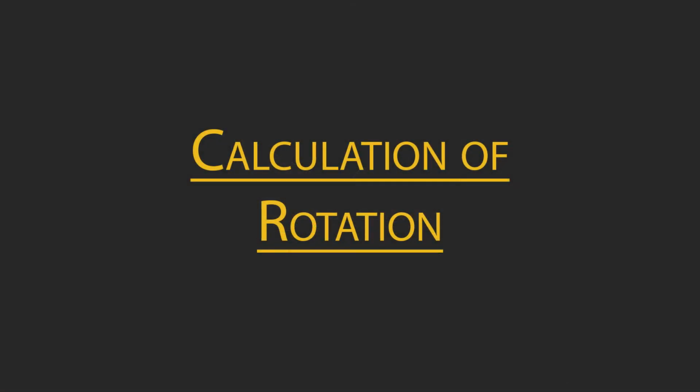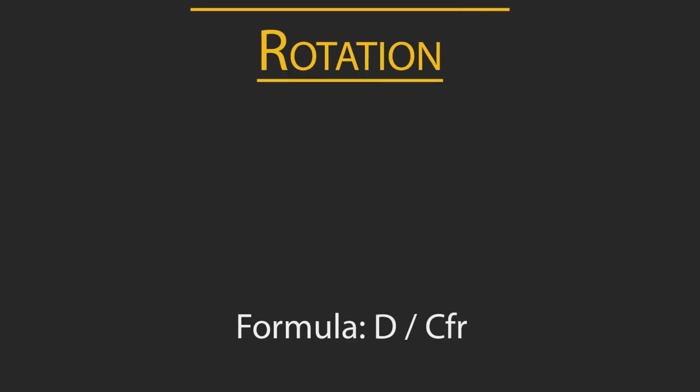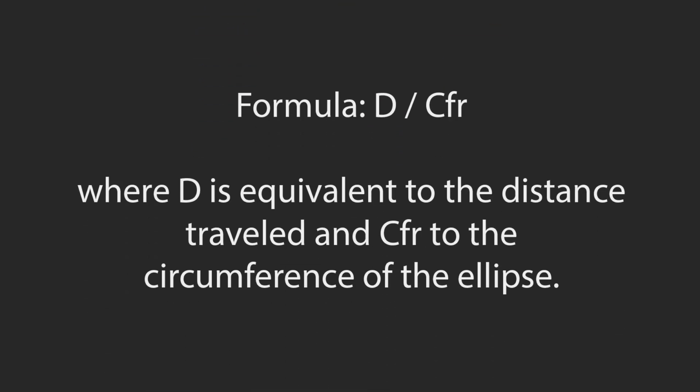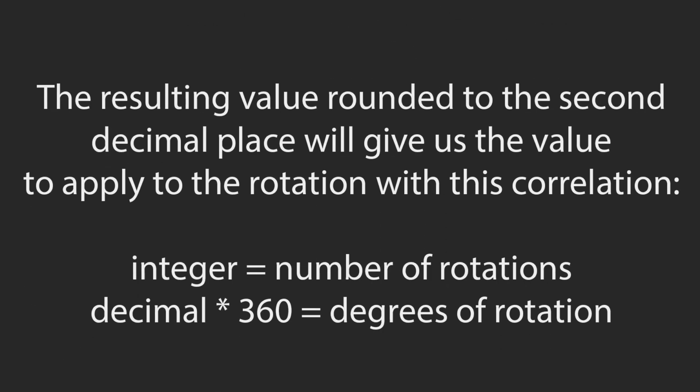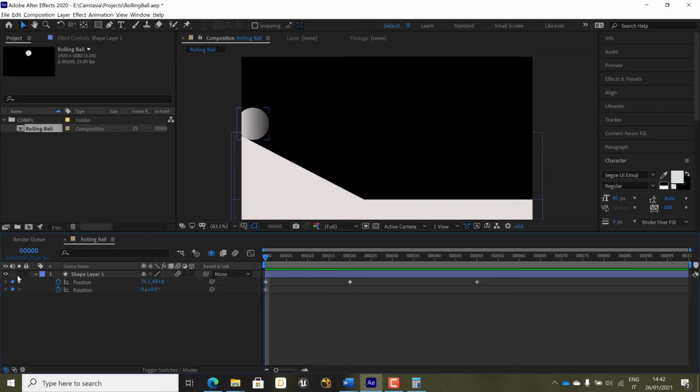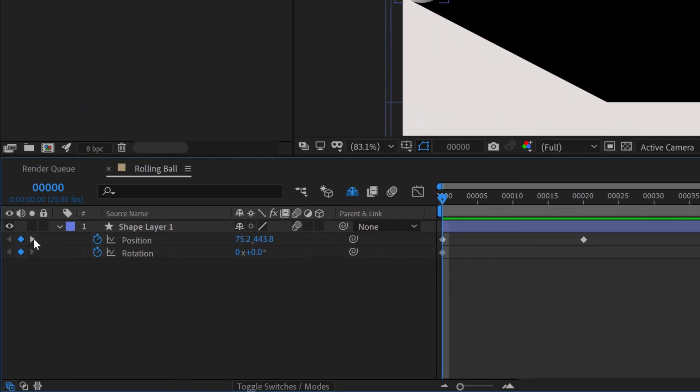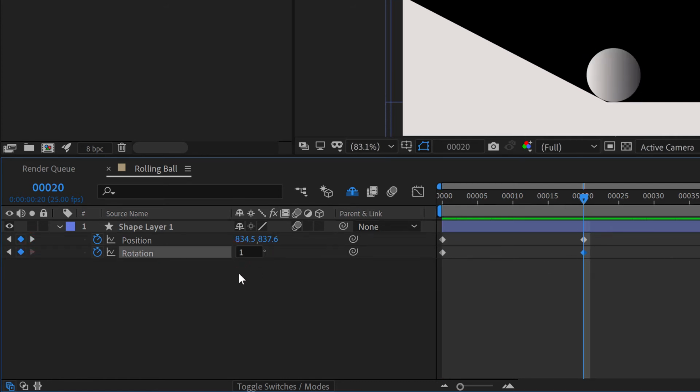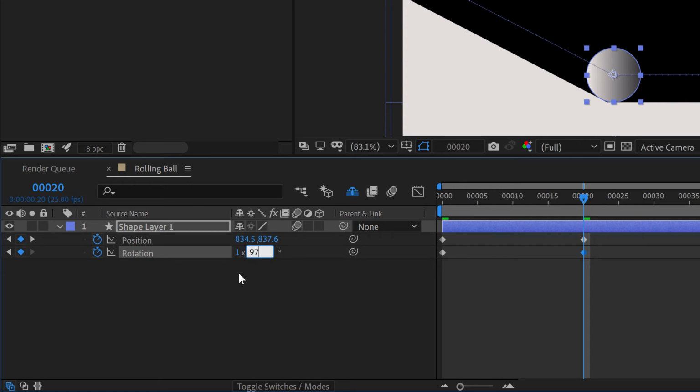If we divide the distance we found earlier by the circumference of our ball, we know how many rotations we need in order to make the ball roll down the slope. In our case, it is 1.27 rotations, which translated in rotation and degrees is 1x 97.2 degrees, 1 being the integer and 97.2 being the decimal transposed in degrees, so 0.27 times 360. If we apply this value to the second keyframe, we finally have a correct animation.